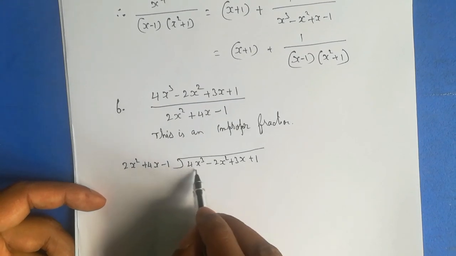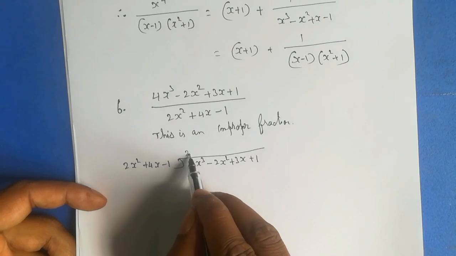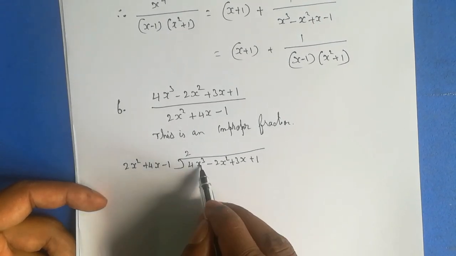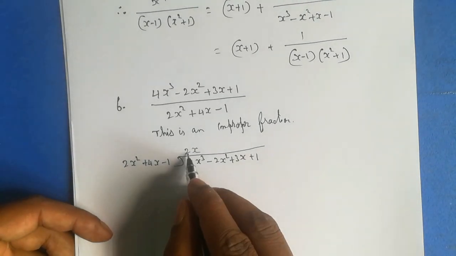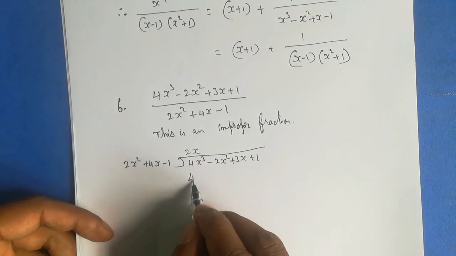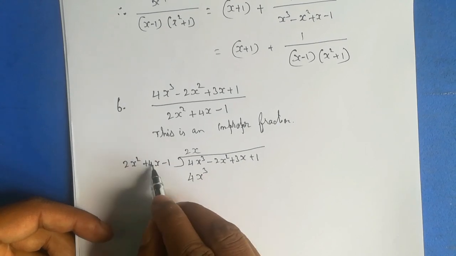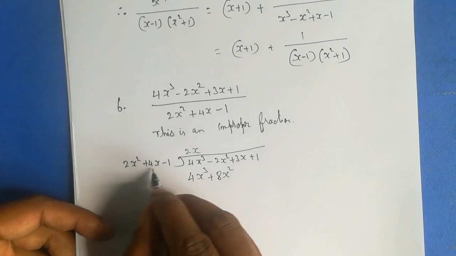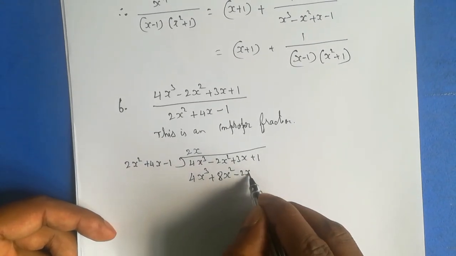Now we know that we should get the same term here. So here 2 is there. We'll put 2. 2 into 2 is 4. Here x² is there. Here x³ is there. So 2x. 2x into 2x² is 4x³. Multiply with this, 8x². x into x is x². Minus 2x.